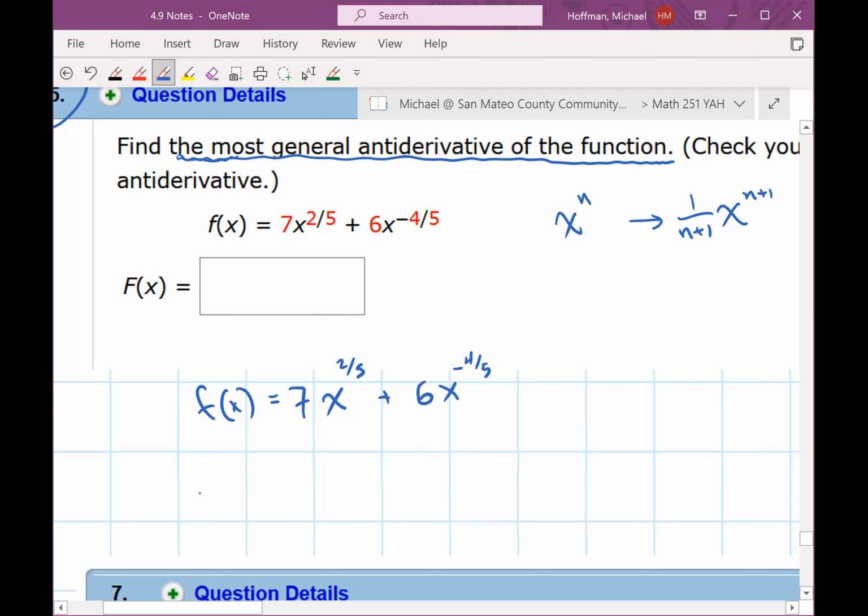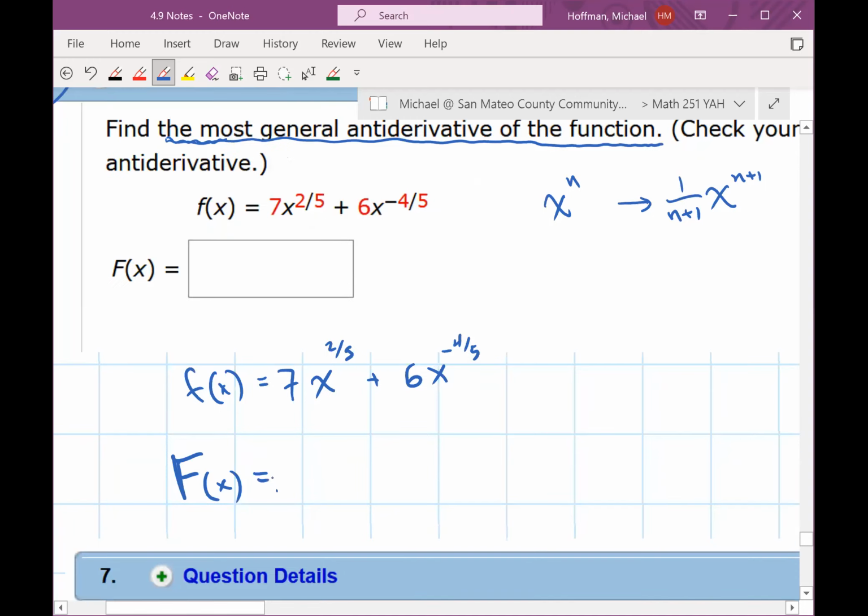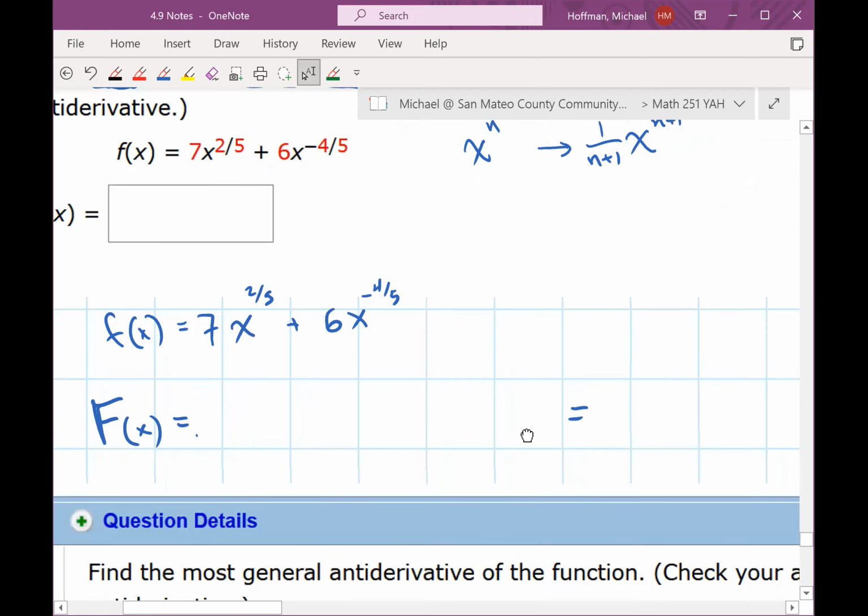I'm going to use this capital F of x. And essentially what I'm going to do is write down the plan. And this thing, by the way, is going to have some big plus C on the end, so we know it's the most general. So I have to account for some constant. So what I'm going to do is leave the constants here in front.